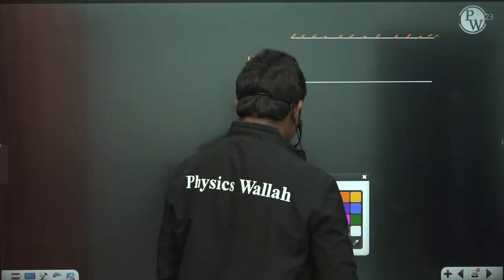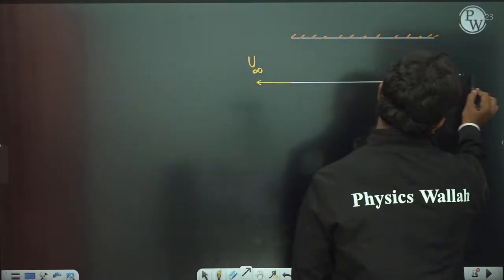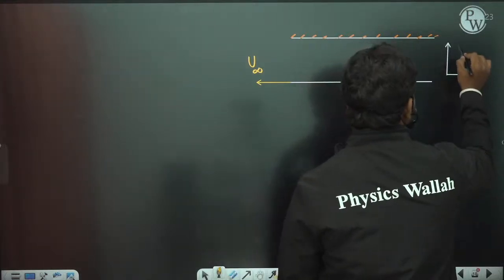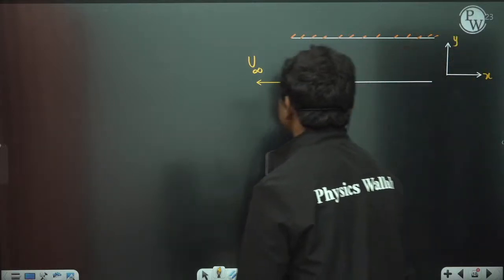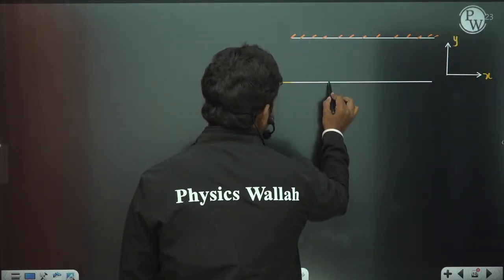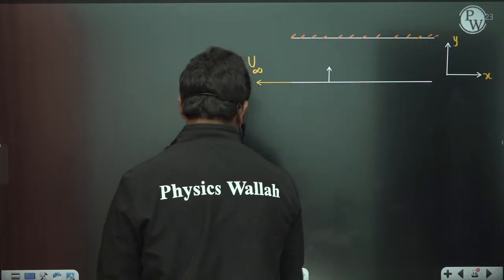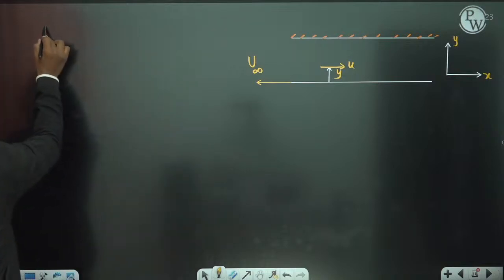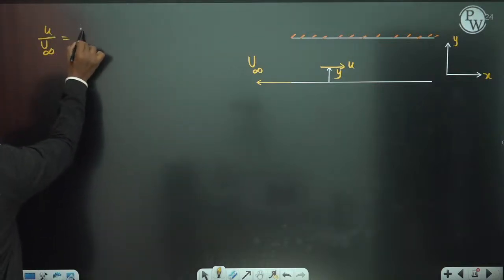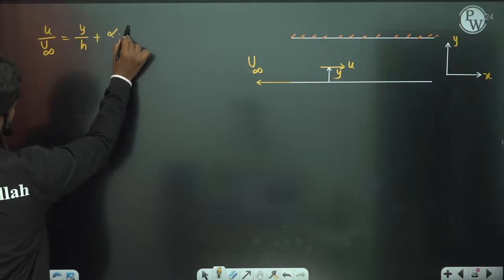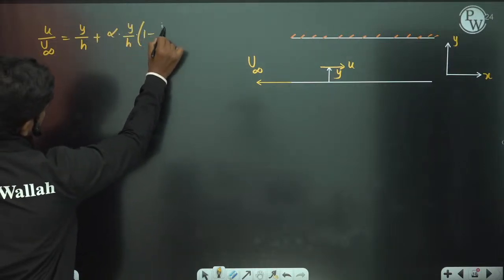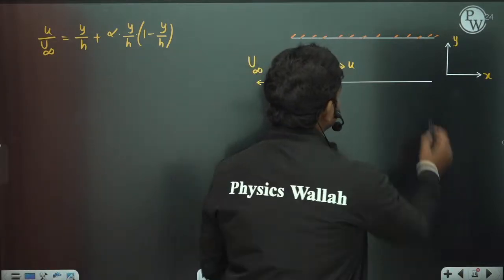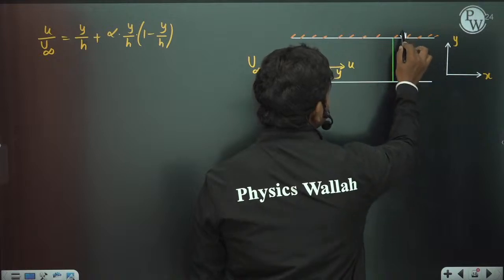So we defined one particular coordinate axis for some equations. If you take x, positive x is in this direction and positive y is in this direction, then we came up with one velocity profile. At any location at elevation y from the surface, the velocity of the layer is given by u by u infinity equal to y by h plus alpha times y by h into 1 minus y by h, correct? So this is the velocity profile that we have written here, and this height is actually h.